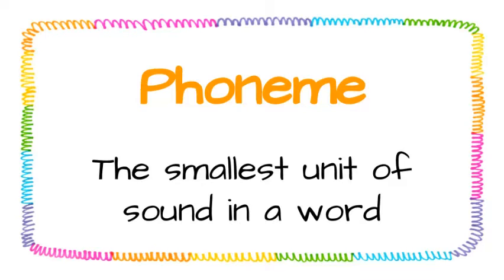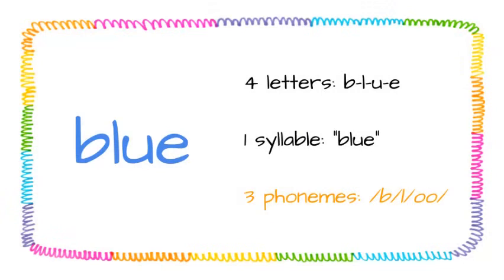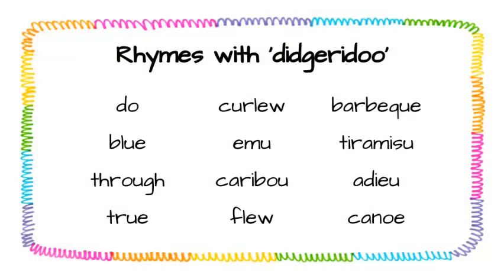A phoneme is the smallest unit of sound in a word. So for example, in the word blue, we know it has 4 letters. It's just one syllable, but it has 3 phonemes: b, l, and oo. So that last sound, that last phoneme, is oo, which is also the last sound in didgeridoo. They share that last phoneme, and that's what makes them rhyme. So let's look at our words again. All of those words, even though they look a little different, they all have the same last phoneme, that ooh sound. But if they sound the same, then why do they look so different?